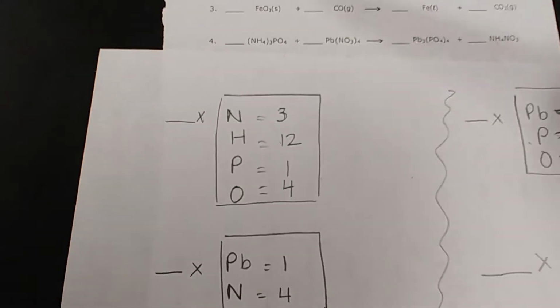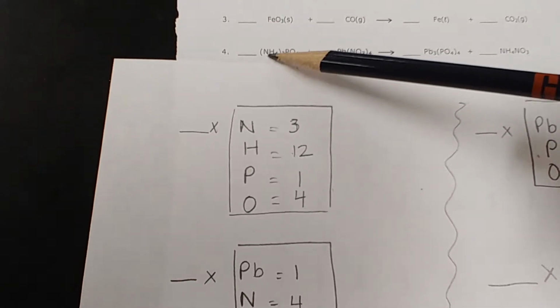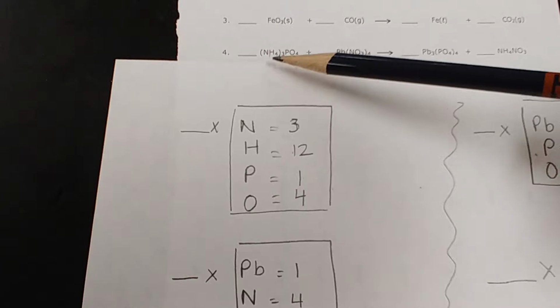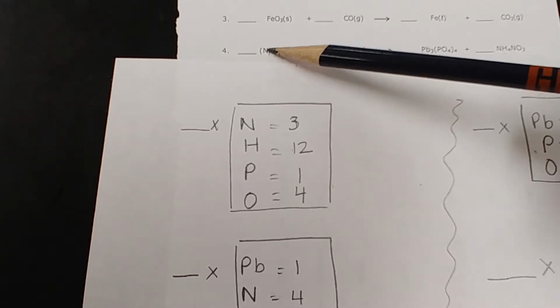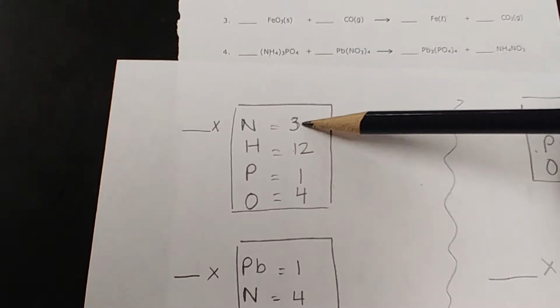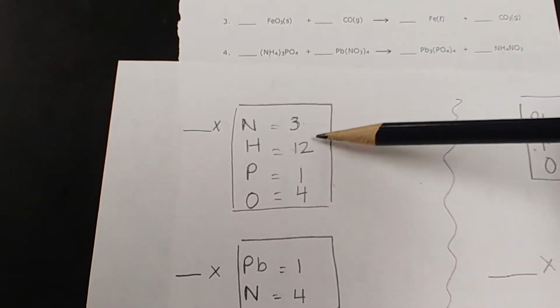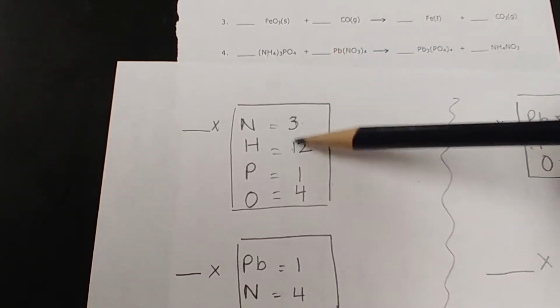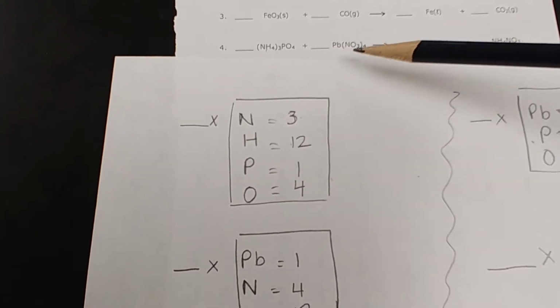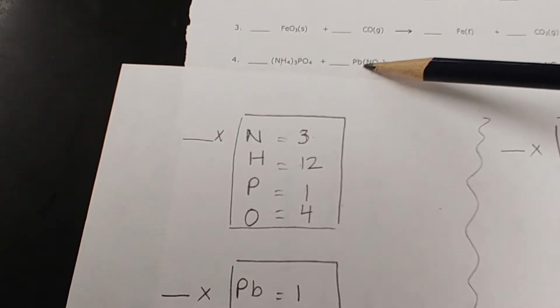Okay, if you notice here, if there's not a number, it's understood as 1. And so this 3 distributes and makes it 3 times 1, giving me 3 nitrogens. This 3 distributes times 4, giving me 12 hydrogens. 1 phosphorus, 4 oxygens. For this one, it's going to be 1 lead.